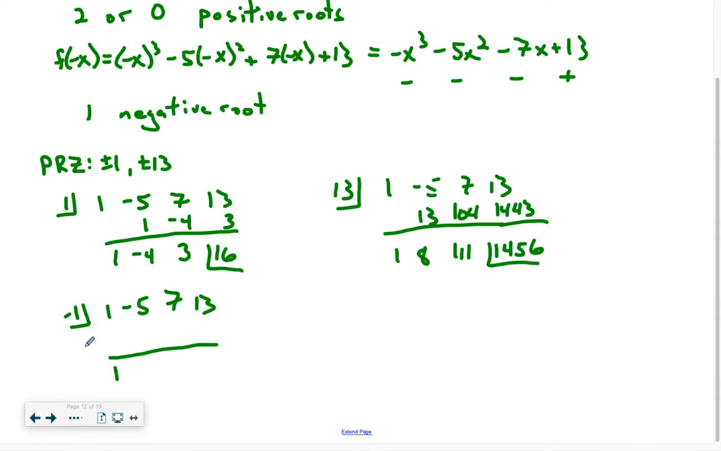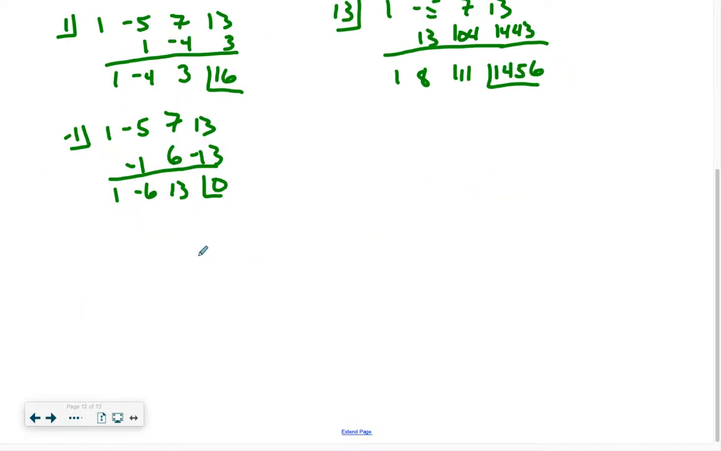And so bring the 1 down, multiply, add, multiply, add, multiply, and add. And we see that negative 1 is a root. So we have a depressed polynomial now. Since I started with a third degree, that means that this will be a second degree: x squared minus 6x plus 13.